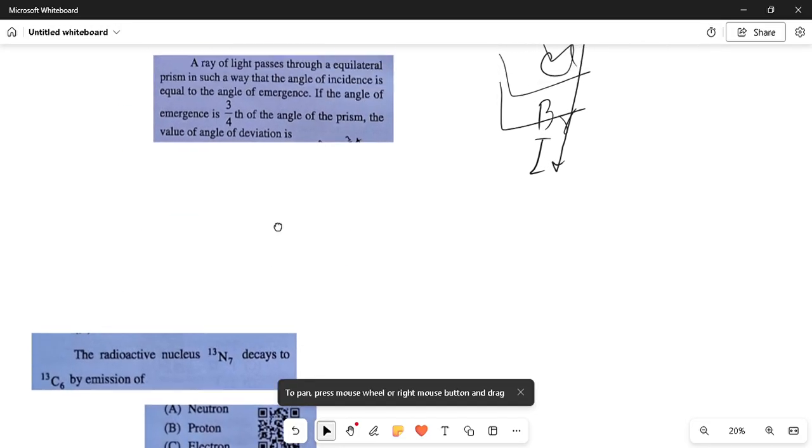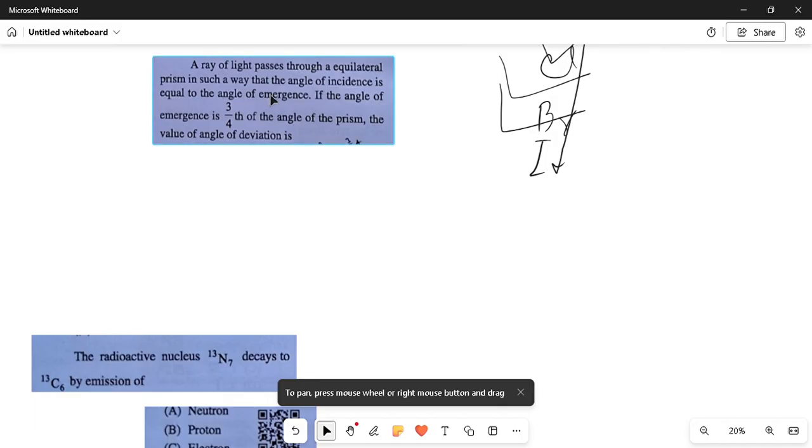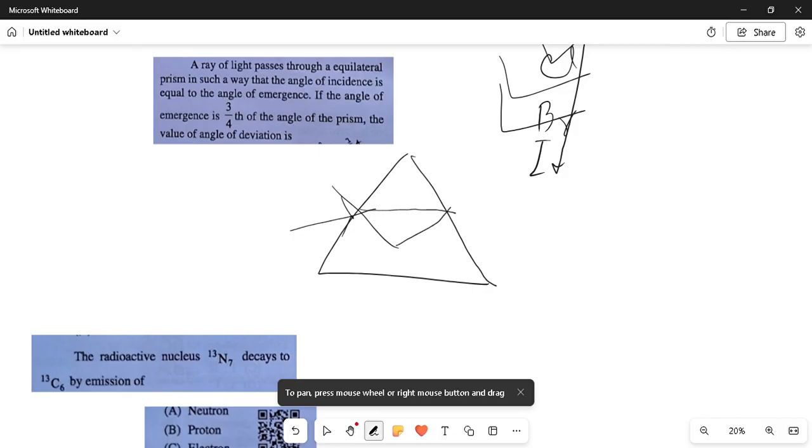Okay, next. A ray of light passes through an equilateral prism in such a way that the angle of incidence is equal to the angle of emergence. Firstly, this is the equilateral prism. This is the ray diagram. This is I1, this is I2. I1 is the angle of incidence and I2 is the angle of emergence.